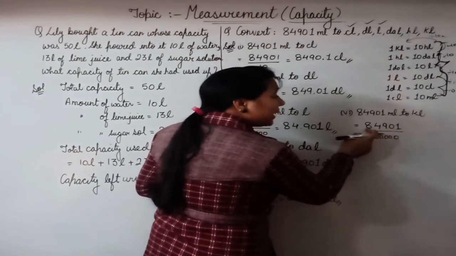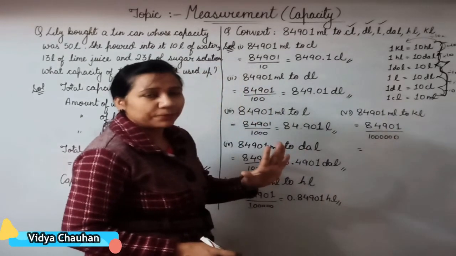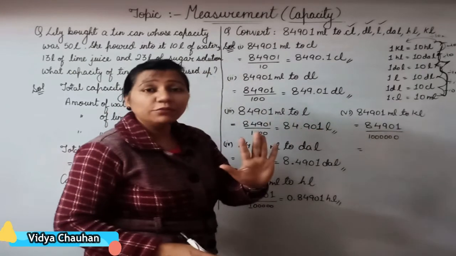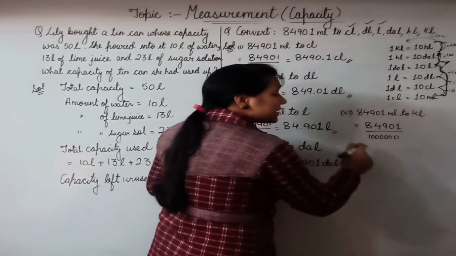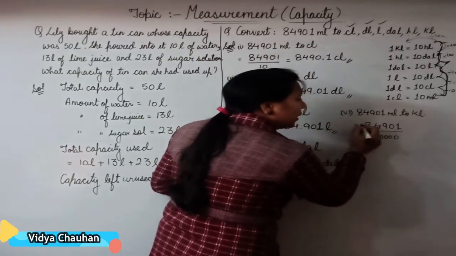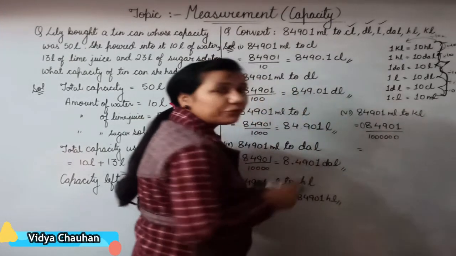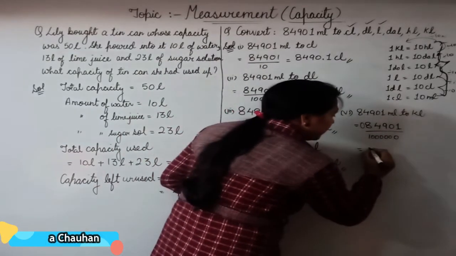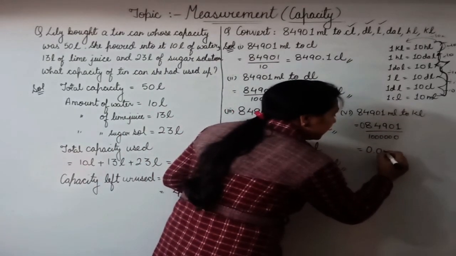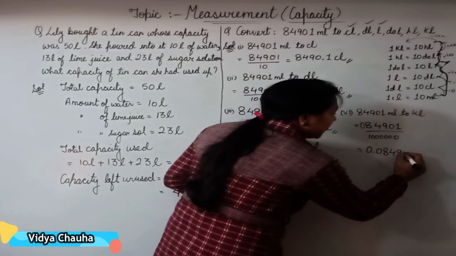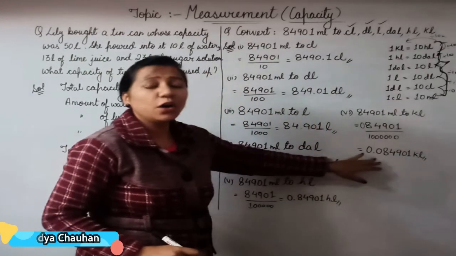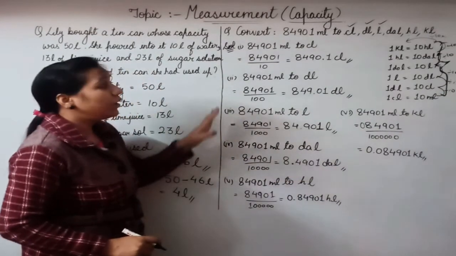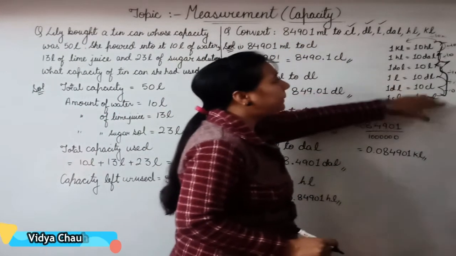places. In the numerator we have only 5 digits, and we have to put decimal after 6 places. So that means you will include a 0 here before the number. So now it will become 0.084901 kiloliters. So this is how we can do the conversion from smaller unit to bigger unit.